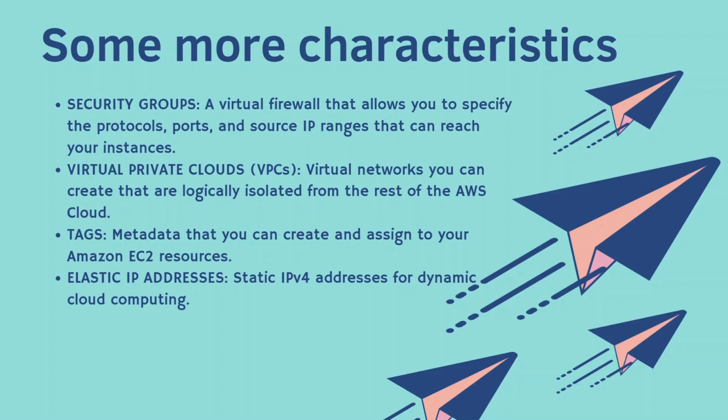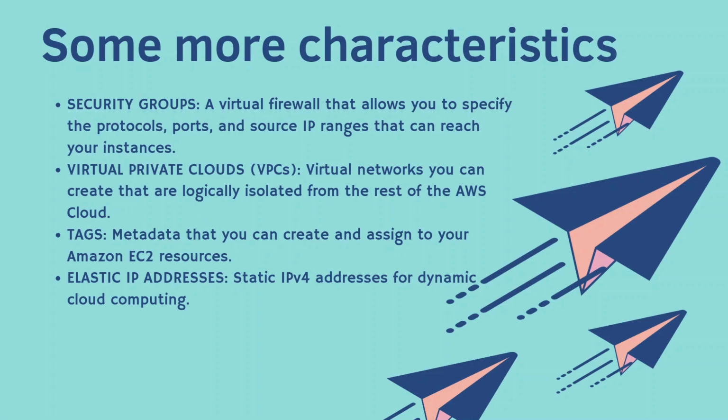Now, virtual private cloud. Virtual networks you can create that are logically isolated from the rest of the AWS cloud. So in the whole big AWS cloud, we can create a small portion or a small virtual cloud, and it is known as virtual private cloud, that is VPC.